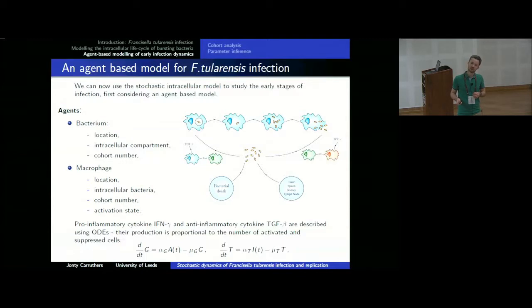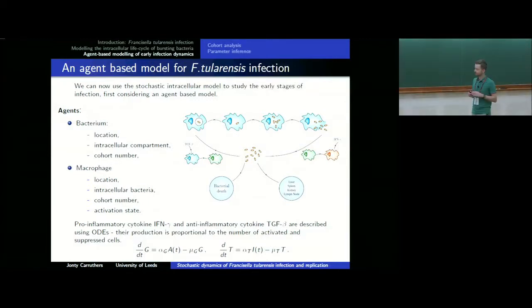So we have objects for the bacterium and the macrophages, but for the ODEs, it makes sense to just treat these as continuous random variables. So we have these ODEs describing them here for interferon gamma and TGF-beta. Generally, for Francisella tularensis infection, we don't see much increase in interferon gamma until day three. So for the time being, although all of this activation stuff is in the model, we're just going to put it to one side and really just focus on the replication of the bacteria inside the cells, their bursting and their dissemination around. So we're not going to focus too much on this activation.